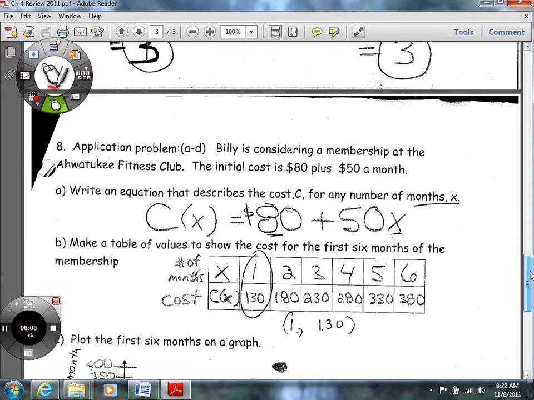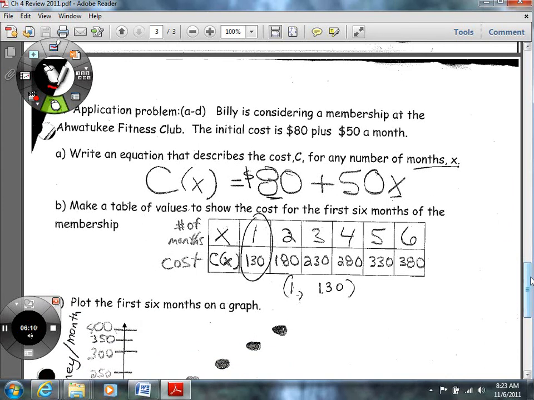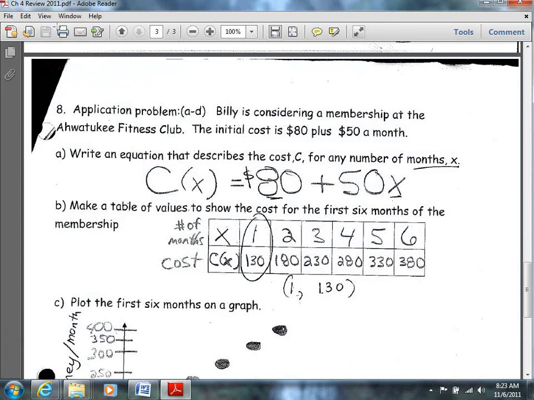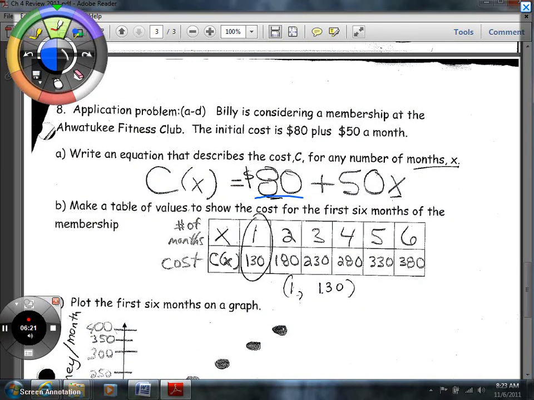Let's see, last page. This is our application problem. If you wanted to write an equation for this and you wanted it to count for any number of months, you know that you've got your initiation fee, that's $80, but then you're going to pay $50 times however many months you decide to join. So if you made a table of values, this would work. The first month, you just plug in a 1 for the x. So that would be 50 times 1, which is 50, plus 80, which gives you 130.